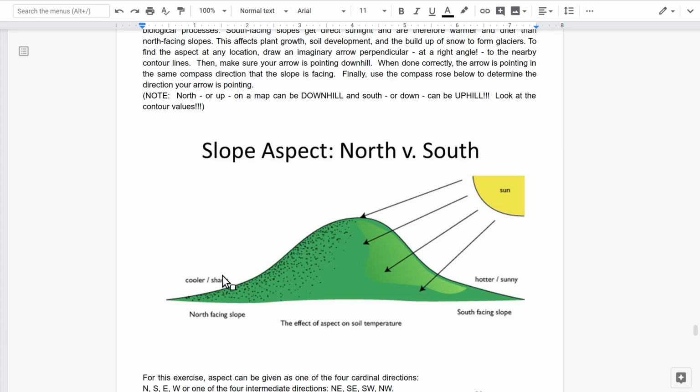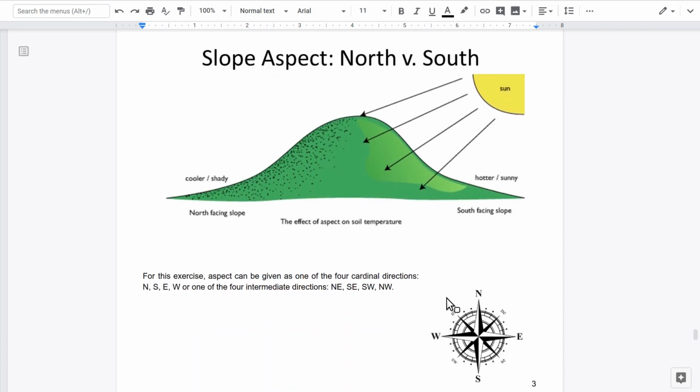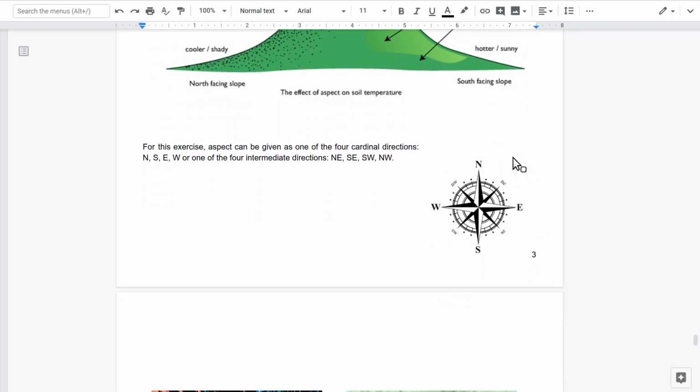They're cooler, so there's more water, and there's more vegetation. This is also where you'd expect snow to accumulate to start a glacier, as opposed to the south-facing slope. You'd expect to find less snow, fewer glaciers, and less vegetation on the south-facing slope. And then aspect, you could give it as north, south, west, or east, or the intermediate directions: northeast, southeast, southwest, northwest.